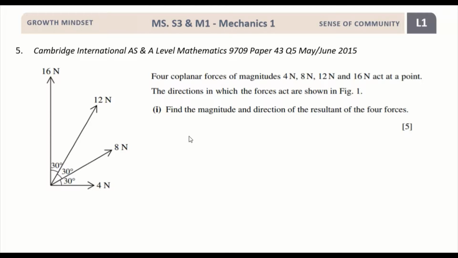Okay, so which means it's the same thing. We are going to resolve it in the x direction and y direction. Then after that, we can find the resultant and also the direction. So now let's try to resolve it in the direction of x first.